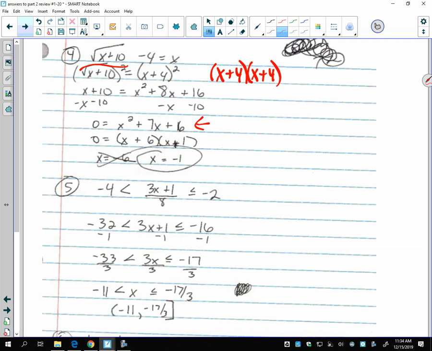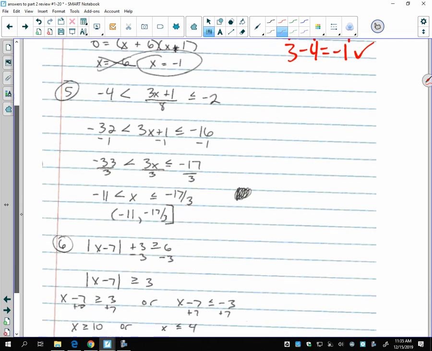Because just like absolute value, square root equations, you have to check your answer back in the original problem. So if you plug -6 back in there, you get the square root of 4 minus 4 equals -6. And 2 minus 4 does not equal -6. And so that's why that one doesn't work. But -1 does work, because if you plug -1 in there, you get -1 plus 10, which is the square root of 9. Minus 4 equals -1, and 3 minus 4 does equal -1. And so check your answers, okay?